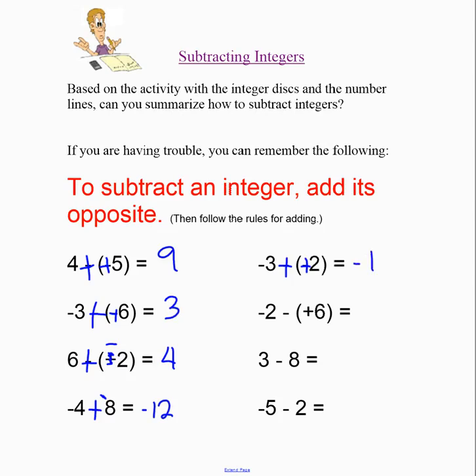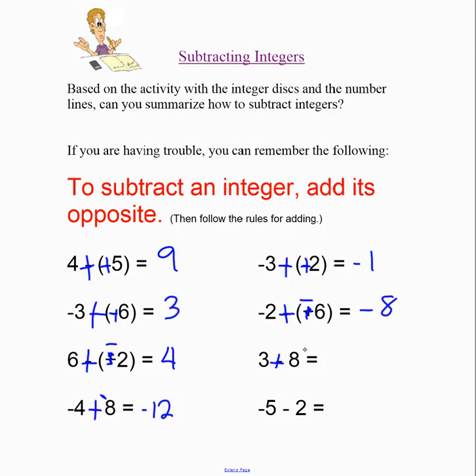Again, you can use the number line. You can think of yourself sitting at negative 3 and adding 2 to the right. Or you can think in terms of the difference between those numbers is 1 and the larger number is negative, so it happens to be negative 1. This one we're going to add the opposite of 6, which is negative 6. Negative 2 plus negative 6 will be negative 8.